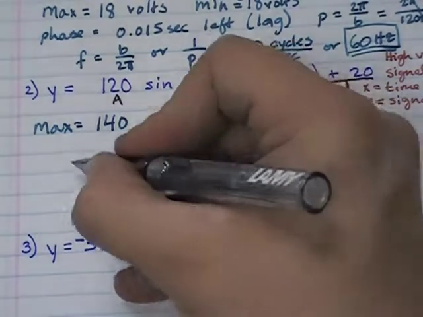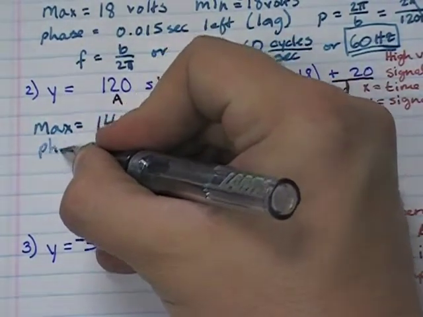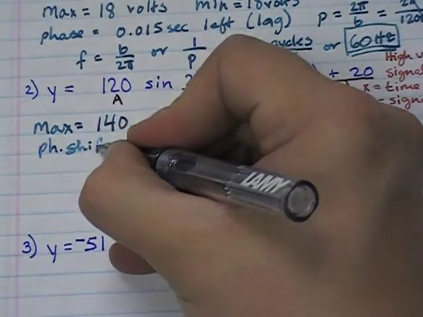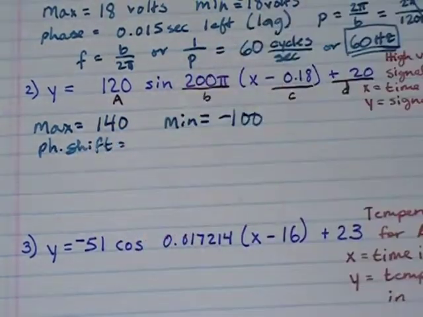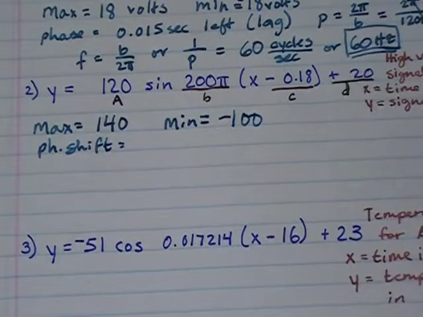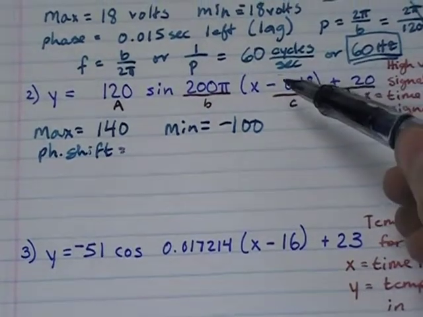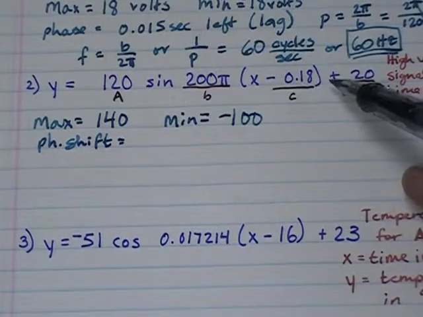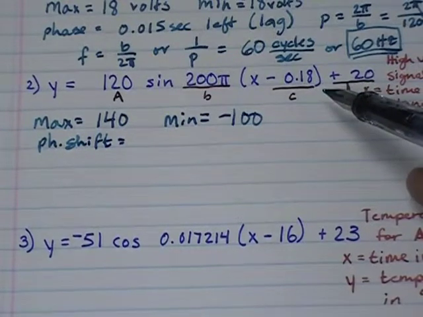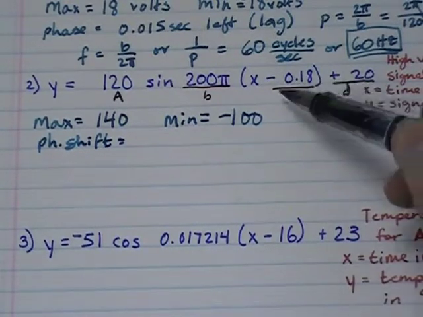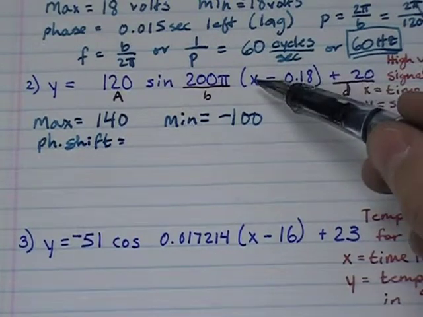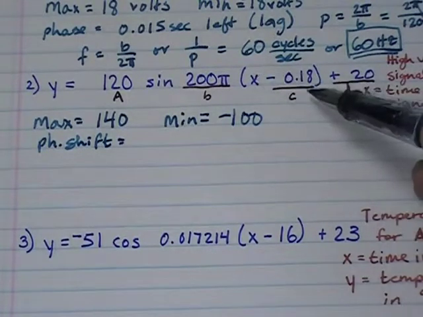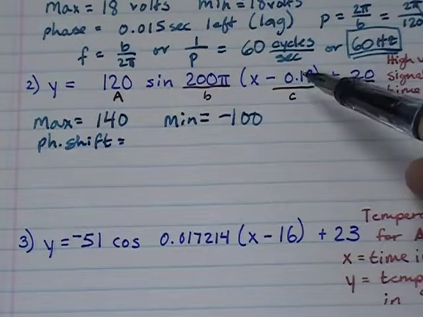The third thing, the phase shift, real simple thing to do here. Phase shift is always basically the horizontal shift. It's C. Now, phase shift is always backwards in the equation, so it's negative 0.18. That means it's moved to the right. So it's moved to the right 0.18. And since x is in seconds, this also has to be in seconds.